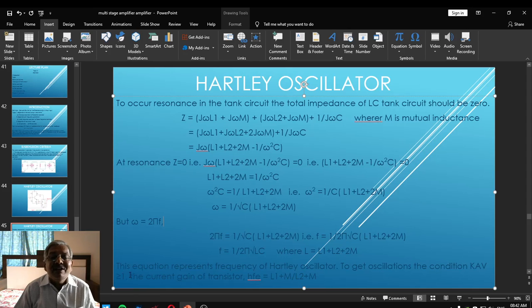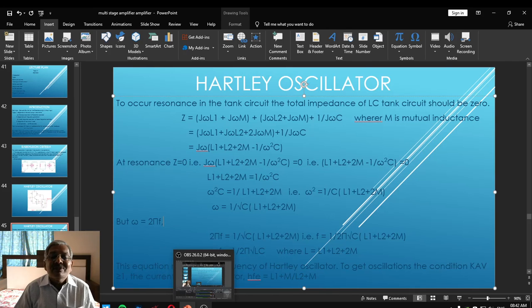This is done provided the current gain of the transistor, that is hFE, is equal to L1 plus M upon L2 plus M. If this condition is satisfied, then KAV becomes equal to or greater than 1. Positive feedback is already existing, meaning the Barkhausen criteria is satisfied, and as we have seen in the working, the oscillations are set up in the tank circuit, which are fed back to the input of the amplifier. It is amplified, its amplitude level is increased, and it is made available at the output of the Hartley oscillator.